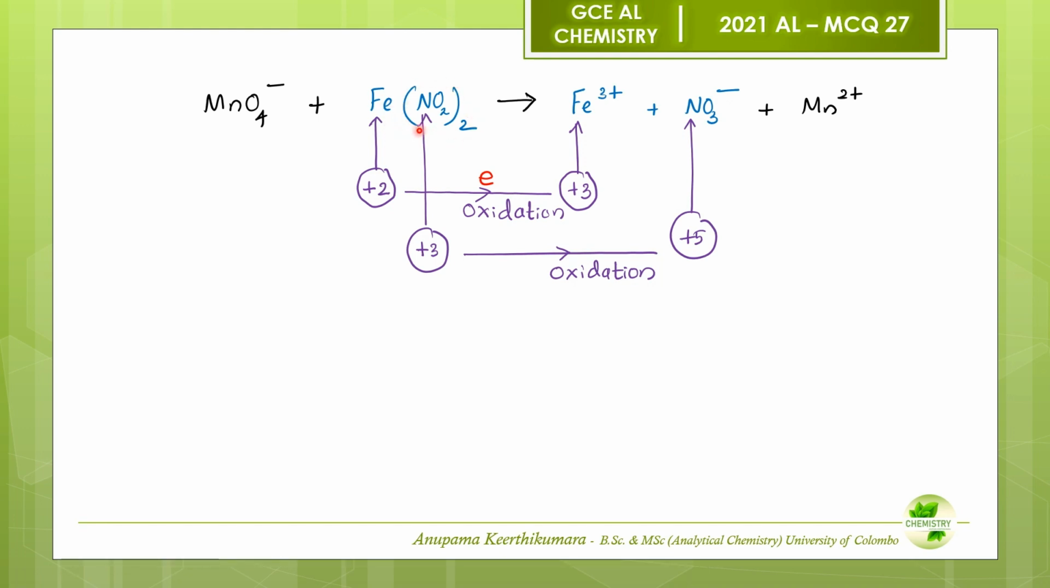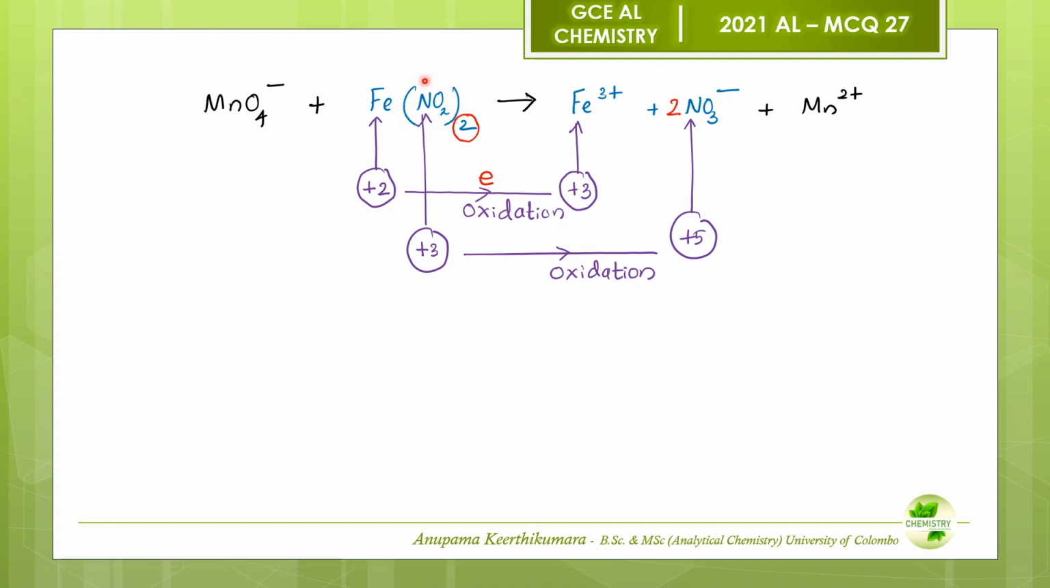Oxidation state of nitrogen in this nitrite ion is plus 3. Oxidation state of nitrogen in this nitrate ion is plus 5. But in this formula, 2 nitrite ions are present. Therefore, first balance the number of nitrogen. To do that we have to add number 2 to nitrate ions as well.